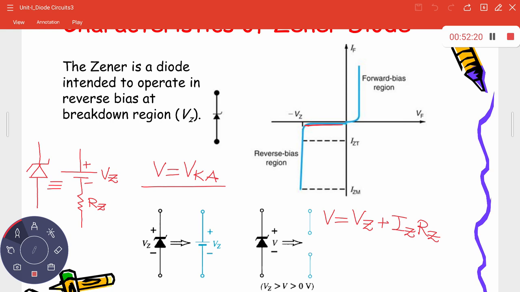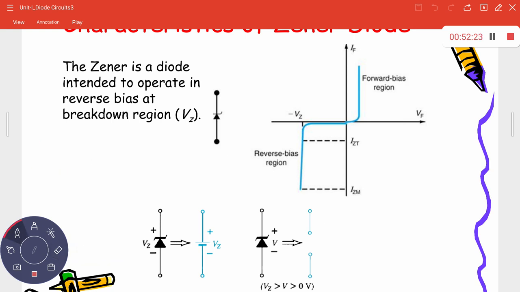I'm just showing you. Let me observe what happens in the reverse bias. In the reverse bias, actually, this is not constant. The voltage is not constant. What happens at this particular point? Suppose this voltage is say Vz1, and suppose this is my maximum current that the diode can withstand, and this voltage is say Vz2.